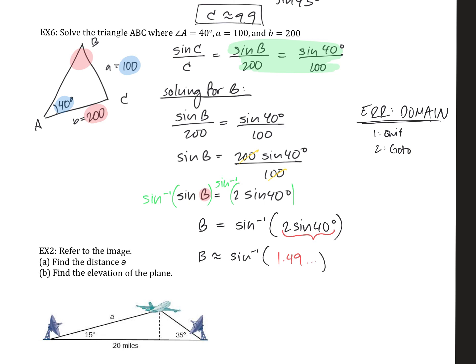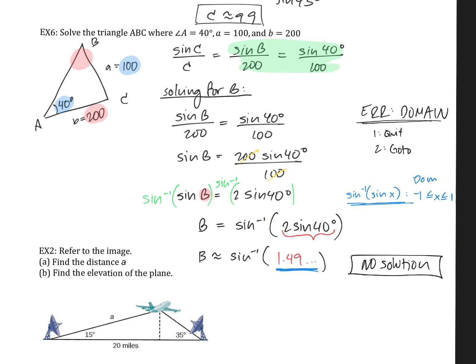But we have to remember, what is the domain for sine inverse? So sine inverse of x, the domain is -1 less than or equal to x less than or equal to 1. So 1.49 is outside of the domain for sine inverse, which means there's no solution. Okay, so if there's a domain error, you have no solution. So our answer is going to be no solution.